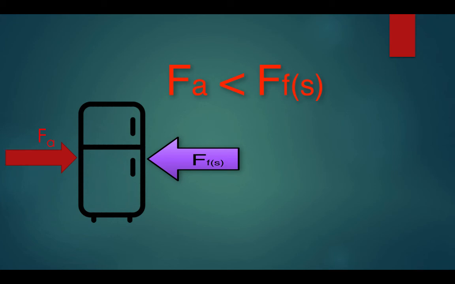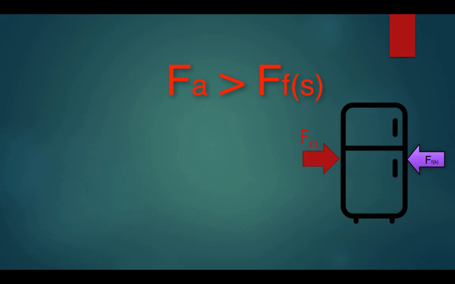However, let's say you apply a great enough force to overcome static friction, and the fridge begins to move. What you will notice is that once you overcome static friction, you can accelerate the fridge with much less force than you needed to start to move. Once an object is moving, kinetic friction force is less than static friction force.